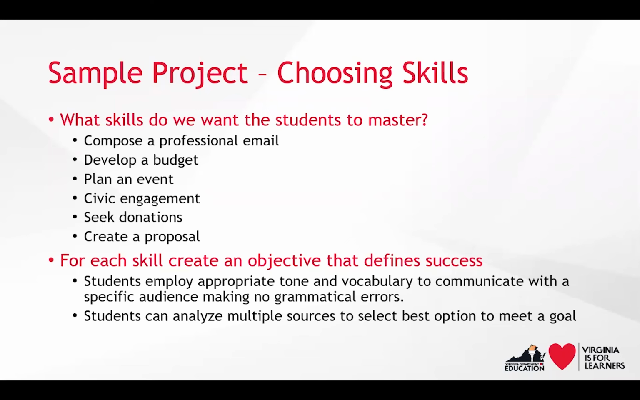The second one we had for this one was that students can analyze multiple sources to select the best option to meet a goal. Now, that's not as spelled out as, say, no grammatical errors, but what you get is I can go to the kid and say, okay, why did you select this one? And if they can sit down and say something beyond, I just like the picture, now you know that they're working through it and they can lay out, well, this was more cost effective. Yes, this one's a little bit more expensive, but at the same time, I can get it delivered earlier. The kids will surprise you.